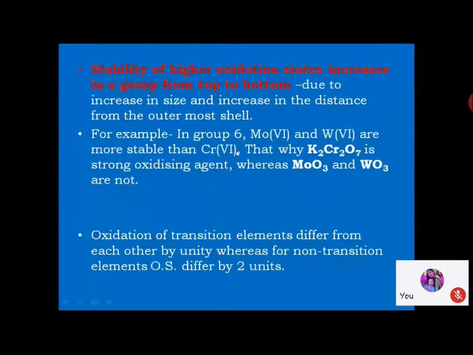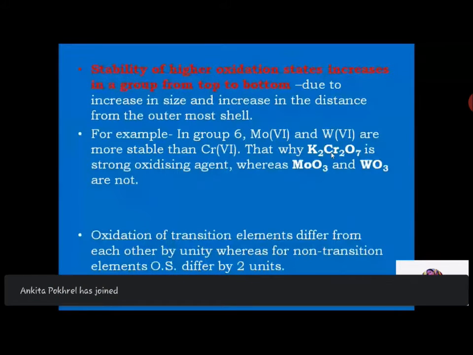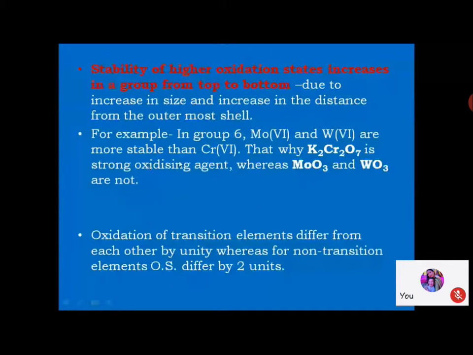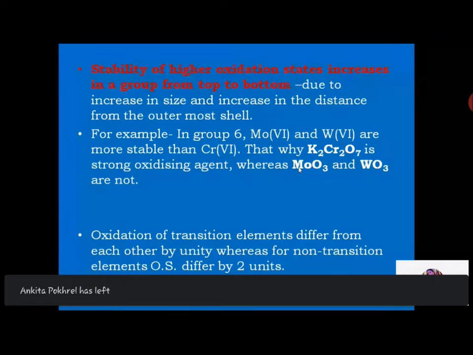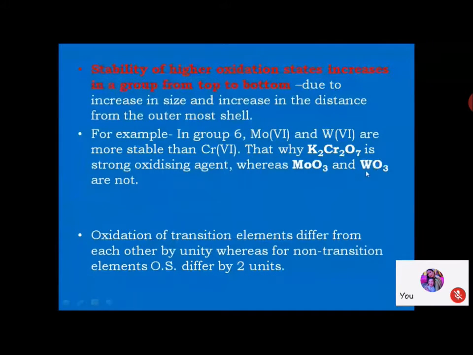And that is why you use potassium dichromate, where the oxidation state of chromium is +6, as a strong oxidizing agent, right? Whereas you use molybdenum oxide, where the oxidation state is +3, and tungsten +6. Here it is also +6. These are stable, whereas this is strong oxidizing in nature. Is that okay, sir?